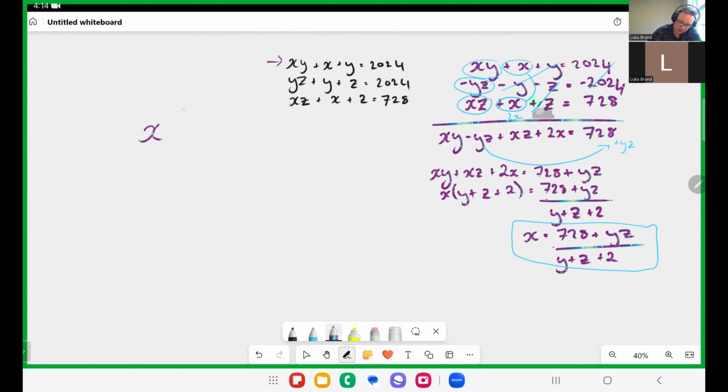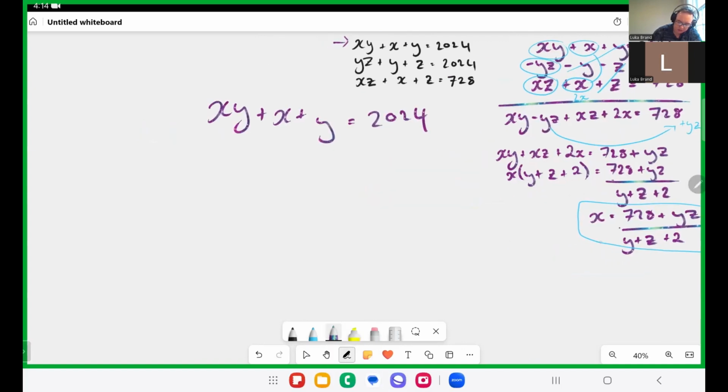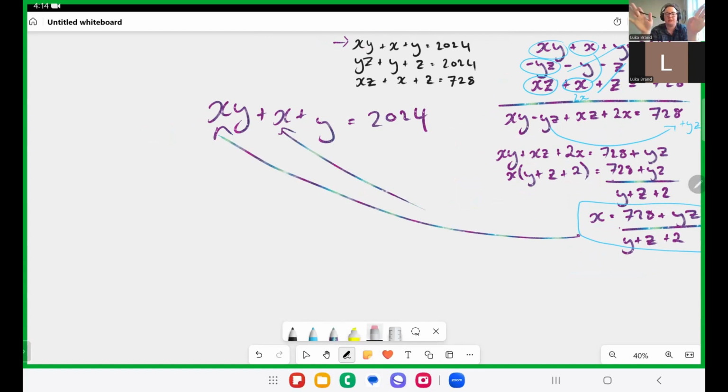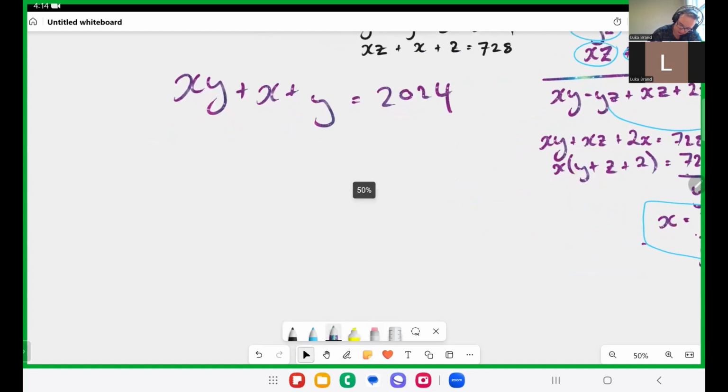So it is x. No, hang on. Let's just write the equation: xy plus x plus y equals 2024. Now I'm going to substitute this into both of the x's, because if x equals this, then every time I see an x, I can just put this. Hopefully you'll see why I like that idea in a sec.